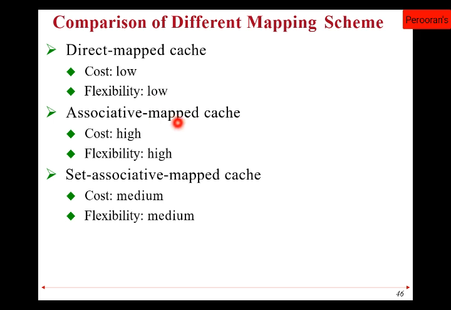In associative mapping, the cost is high because we are using tag search, and the flexibility is also high. But in set associative mapping, the cost is medium and the flexibility is medium. If you compare associative mapping and set associative mapping, in the searching operation, you have seen 12 bits are used for representing the tag in associative mapping. But in set associative mapping, we actually use only 6 bits for representing the tag.